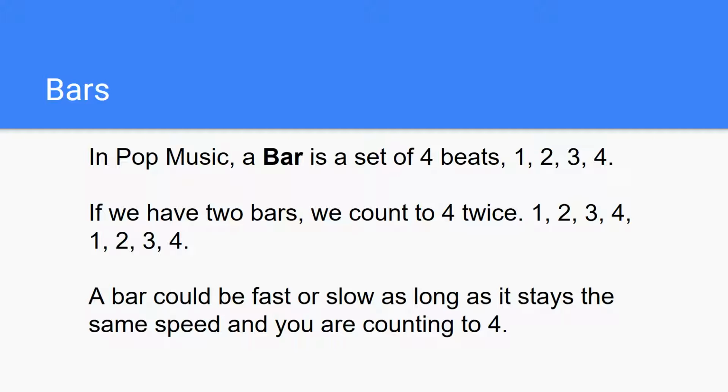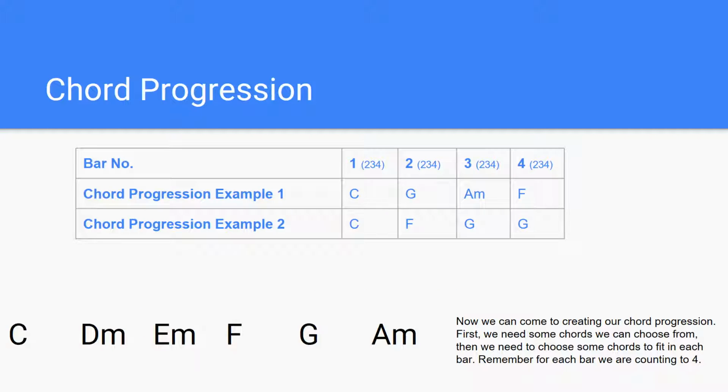So we can go 1, 2, 3. Notice I was always counting to 4. Now we can come to creating our chord progression. First we need some chords that we can choose from, and then we need to choose the chords to fit in each bar.